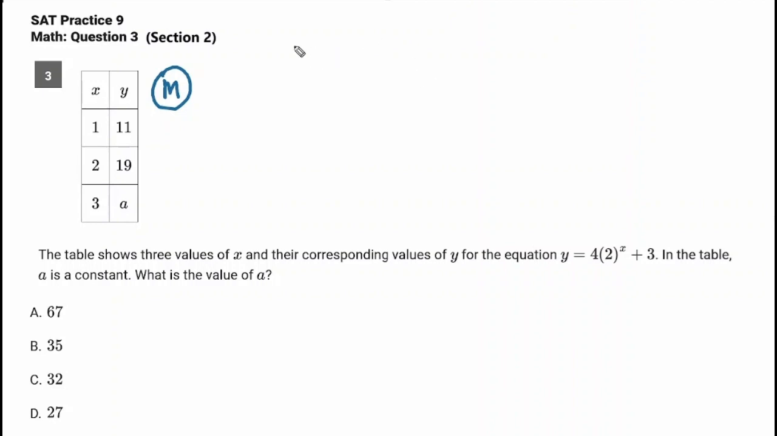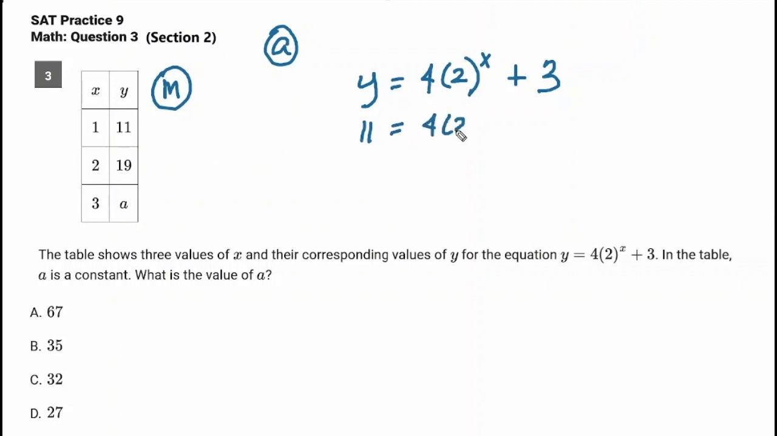So write down what you're looking for. A. Remember that a constant just means ETS knows what A is. They're just hiding from you. It's not a variable. This is just a function. Write down the function, and then if you want to, run the first set of numbers. X is 1 and Y is 11. So 11 equals 4 times 2 to the 1 plus 3. Sure enough, 4 times 2 is 8 plus 3 is 11. So hey, the function works.